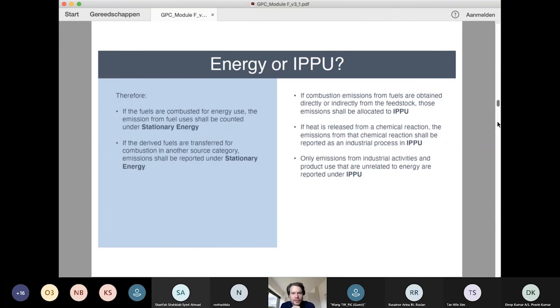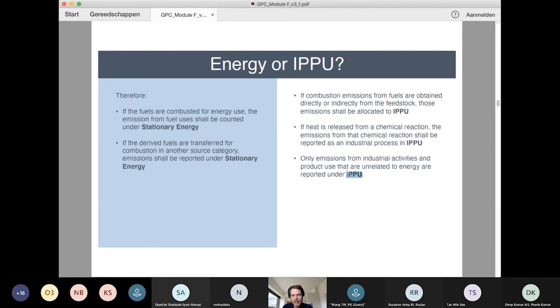So therefore, if the fuels are combusted for energy use, they will be counted under stationary energy. If the fuels, or if the derived fuels, are transferred for combustion in another source category, emissions are reported under stationary energy as well. So anything to do with combustion is captured under stationary. If combustion emissions of fuels are obtained directly or indirectly from feedstock, so we're talking about feedstock here, not energy, it's IPPU. If it's heat released from a chemical reaction, it's IPPU, and emissions from activities or product use unrelated to energy use are reported under IPPU.